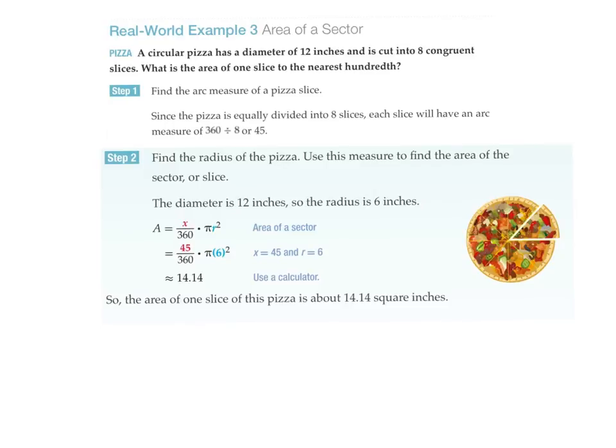And here's example number 3 using the same thing. It's got a diameter of 12 and it's 8 congruent slices. So first of all, find your central angle, which in this case is 45 degrees. Okay, so 45 over 360. Your diameter is 12, so the radius is 6. And now using a calculator again, 1/8 of 360 times 36 pi will give you approximately 14.14, and again it's to the nearest hundredth, so make sure you read the question.